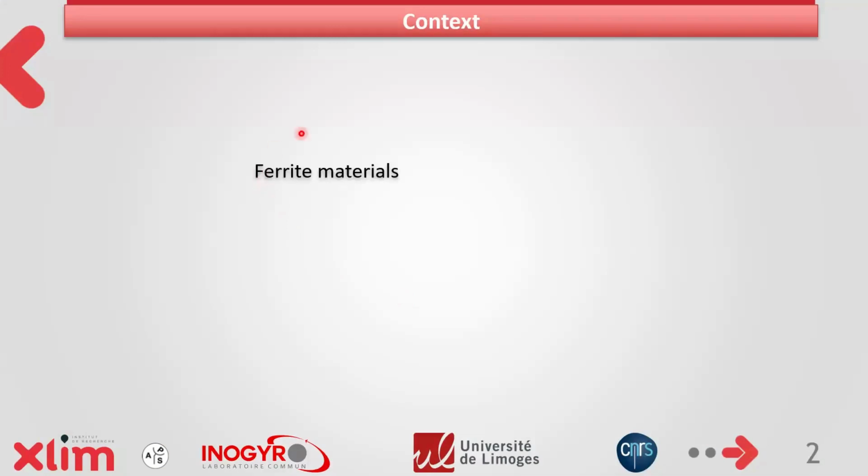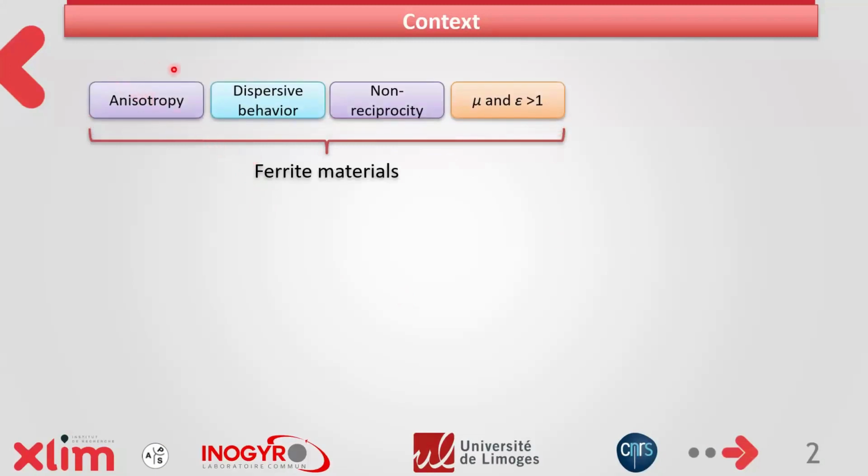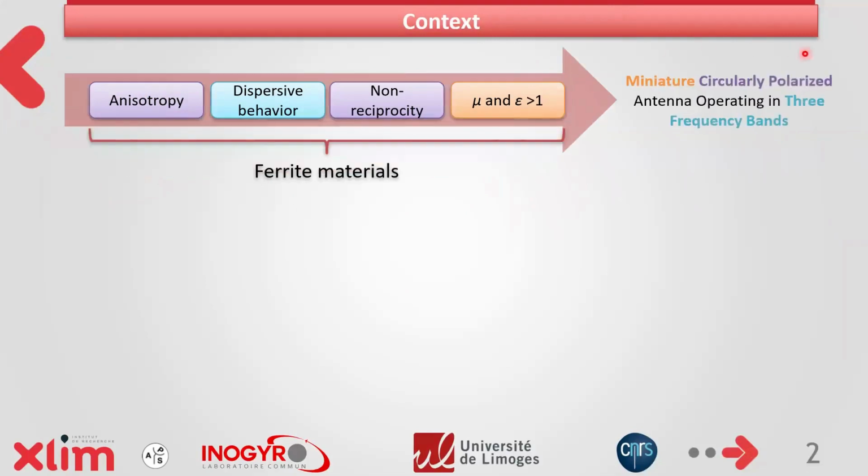So in our paper, we have highlighted the relevance of ferrites in the design of patch antennas. For this purpose, we have taken advantage of the ferrite main features, namely their anisotropy, their dispersive behavior, their non-reciprocity, and also their permeability and permittivity higher than unity, to design a multi-band circularly polarized and miniature antenna.